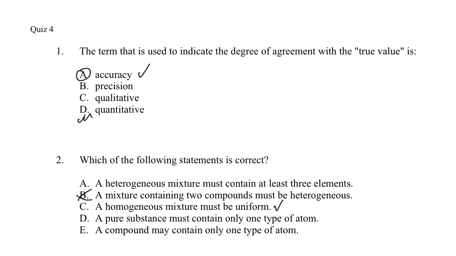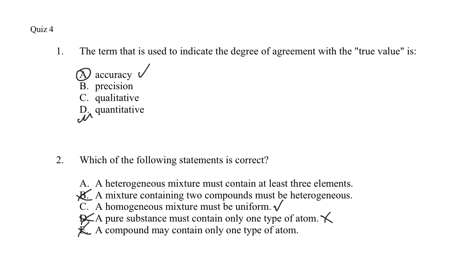Let's go through the others. D, a pure substance must contain only one type of atom. You can have pure water that contains 2 atoms, H and O. So that would not be a true statement, so D is incorrect. And then E, a compound may contain only one type of atom. That is incorrect, because a compound must contain at least 2 types of atoms. It has to contain at least 2 different elements.